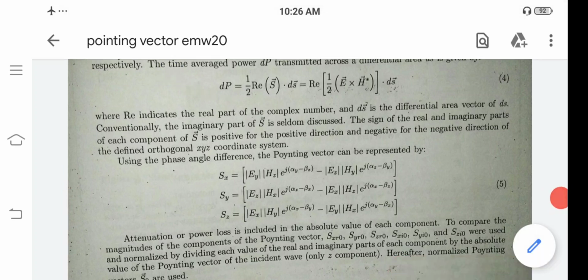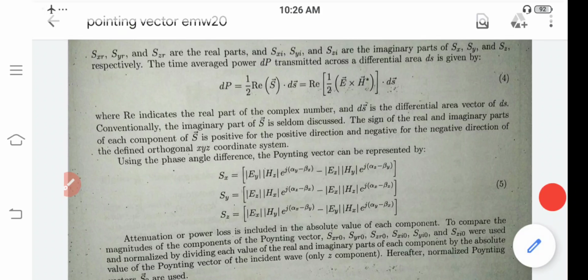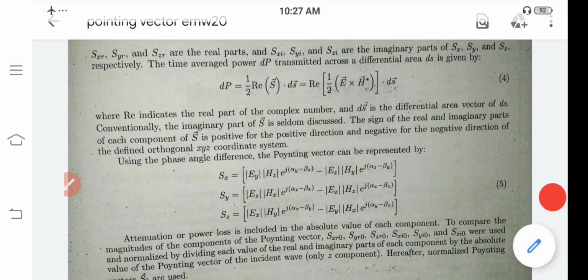The power transmitted by the differential area is dP, equal to half real of S dot ds, equals real of half E cross H dot ds, where real indicates the real part of the complex number and ds is the differential area vector. Conventionally, the imaginary part of S is seldom discussed. The sign of the real and imaginary part of each component of S is positive for the positive direction and negative for the negative direction of the defined orthogonal x, y, z coordinate system.